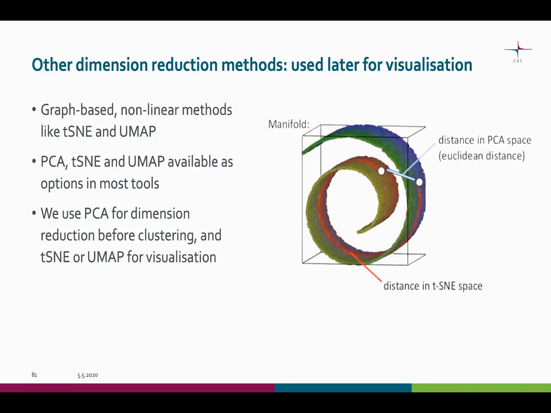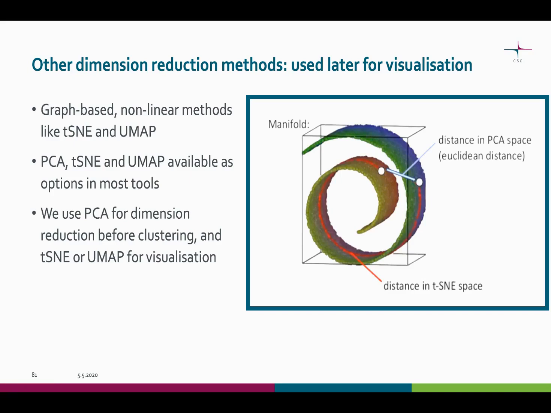Now, we have talked about principal component analysis, but like mentioned, other dimension reduction methods are used for visualization after the clustering. We are dealing with tSNE and UMAP, which are both graph-based nonlinear methods. Most of the tools, including Seurat, offer PCA, tSNE, and UMAP as options for visualization. And like said, we use PCA for dimension reduction before clustering, and then tSNE and UMAP for visualization.